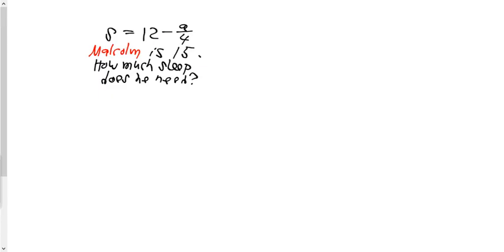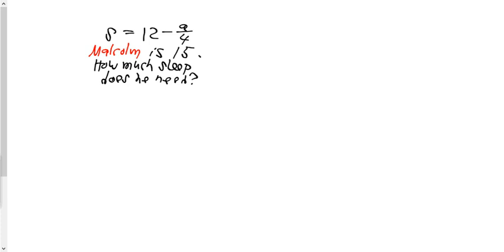Your next question says S equals 12 minus A over 4, which is a formula we figured out from the textbook, and is what is used to determine how much sleep a person needs. I think it's under the age of 18, but I can't remember. It says Malcolm is 15. How much sleep does he need?